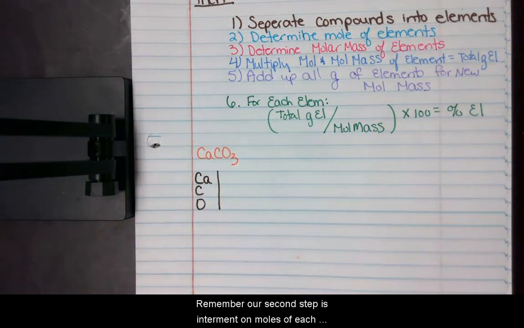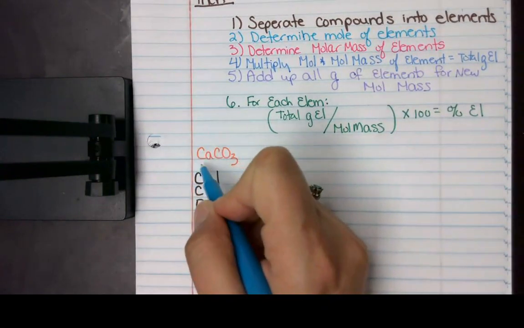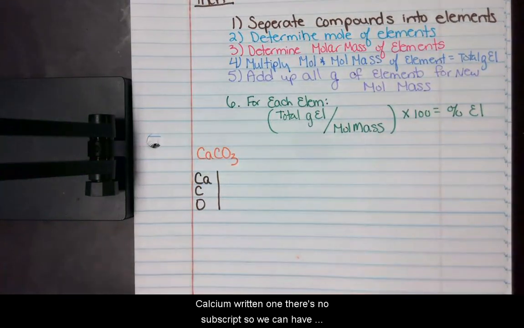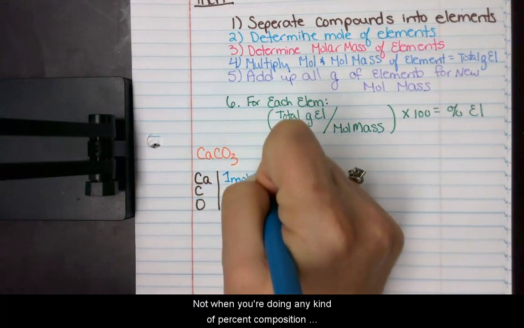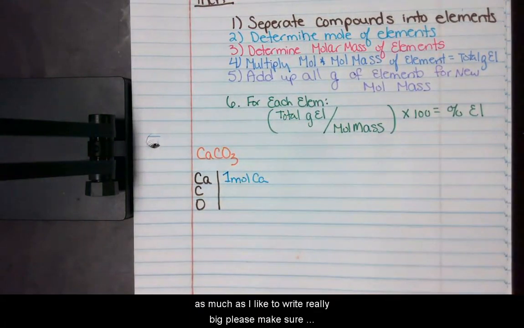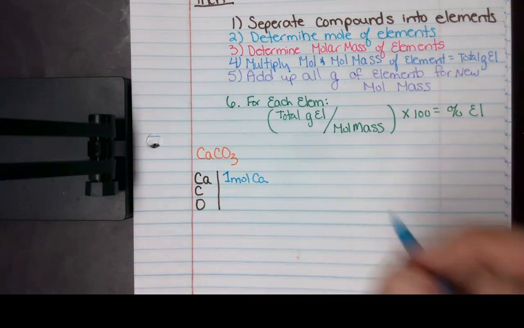Remember, our second step is to determine our moles of each element. So we do that by looking at the compound. We have calcium written once. There's no subscripts, so we can have 1 mole calcium. Now, when you're doing any kind of percent composition, as much as I like to write really big, please make sure you're writing smaller so you leave room for some of your extra work.